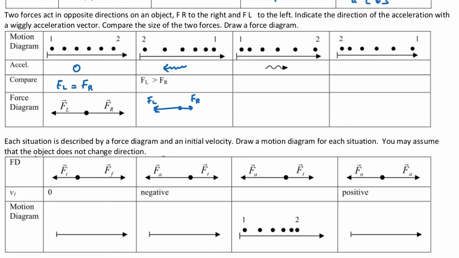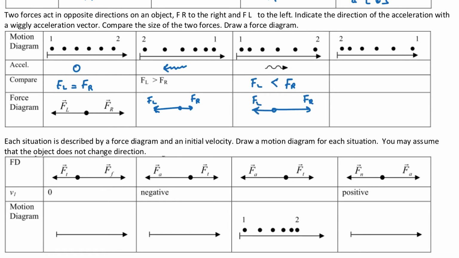In this situation, from position 1 to 2, the object is going in this direction. We can see that it's speeding up, and since motion and speed are in the same direction, that means it needs to be accelerating in that direction as well, because whenever the direction of acceleration and motion are the same, it will speed up. In terms of which force is bigger, if it's accelerating in this direction, that means Fr is going to be bigger than Fl. And that means in our force diagram, the force in the right direction is going to have a much bigger magnitude than the force in the left direction.